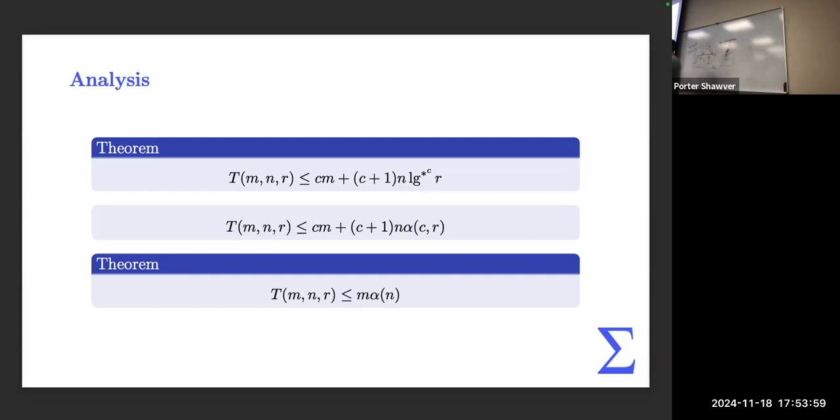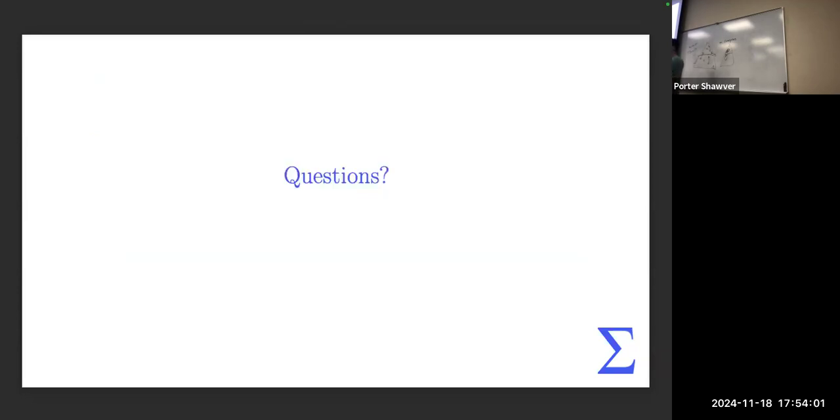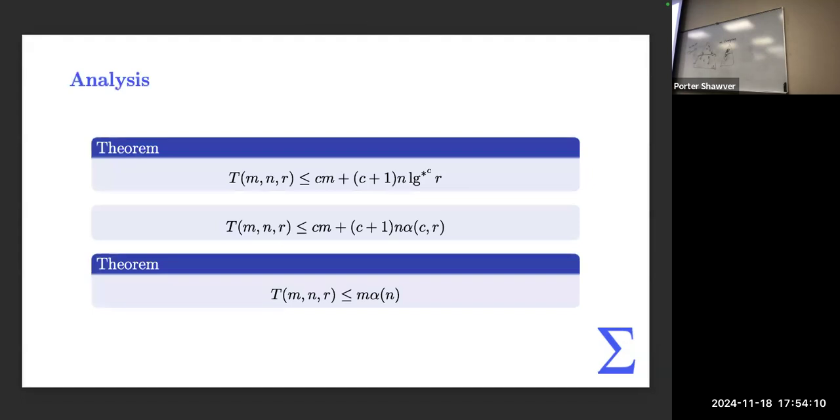Are there any questions? Sorry, I sped through the rest because we're out of time. Yeah. So can you explain again what you chose for c? c equals alpha of n. c equals alpha of r.